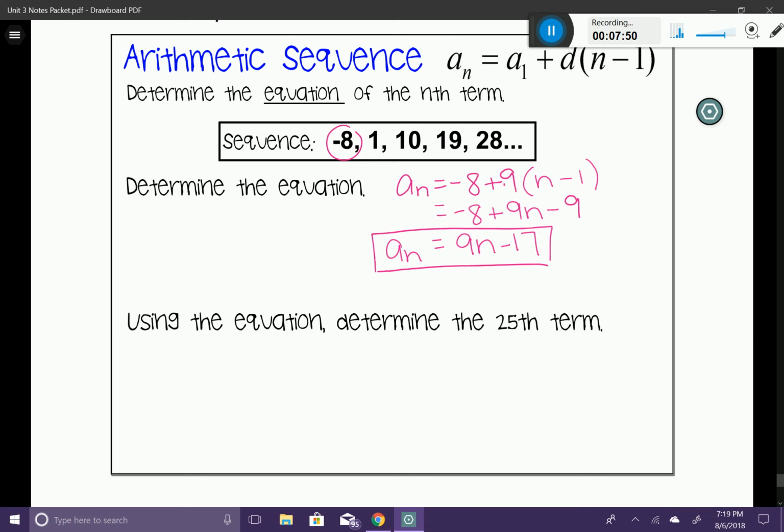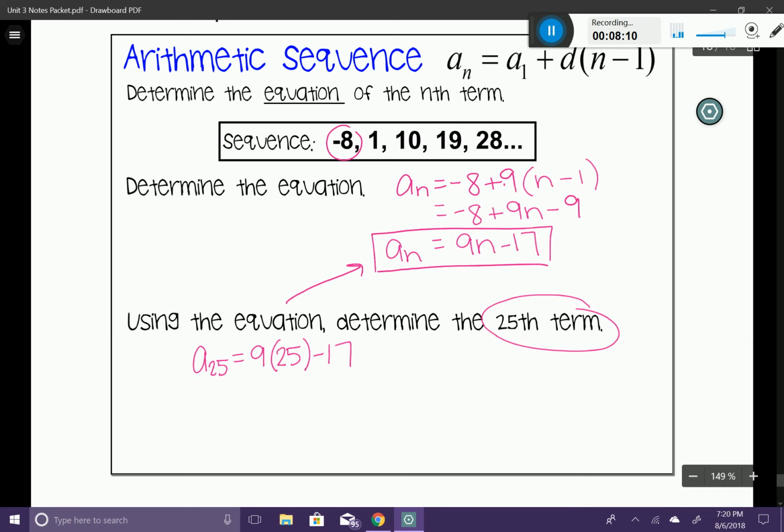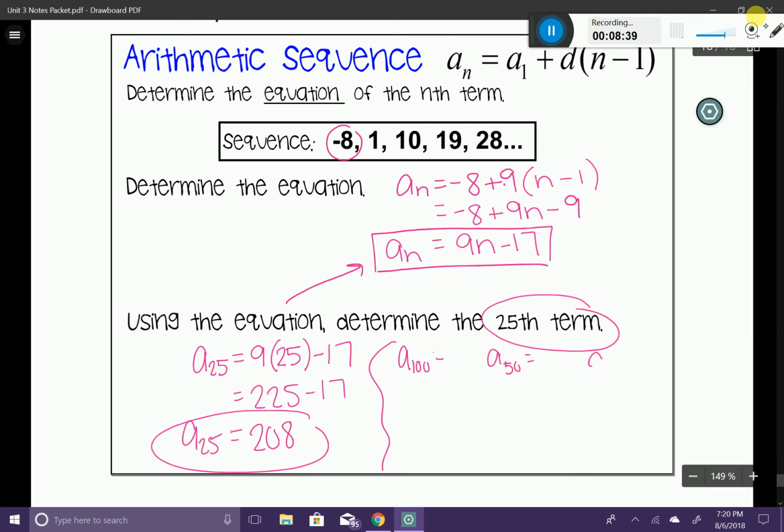The question that I'm being asked below is, using that equation above, determine the 25th term. So let's go ahead and use it. A sub 25 equals 9 times 25 minus 17. So 9 times 25, that's going to give us 225, and we're going to subtract 17 to give us 208. So the 25th term in the sequence above is going to be 208, and I used that formula. Now, if I wanted to continue on, I could also find a sub 100. I could find a sub 50. I could even find a sub 1000 if I wanted to, using that equation that we created above. So it's kind of cool. Let's try one more of those.